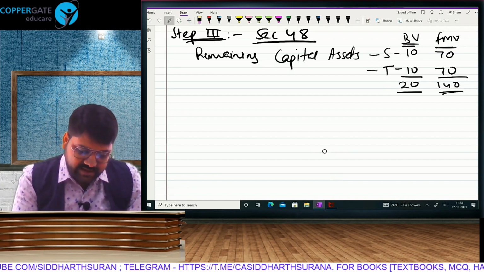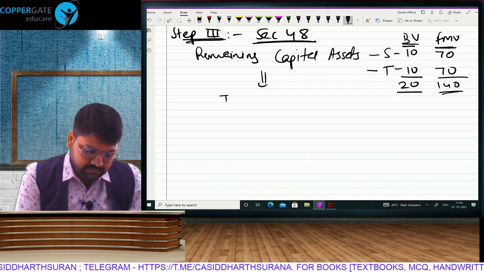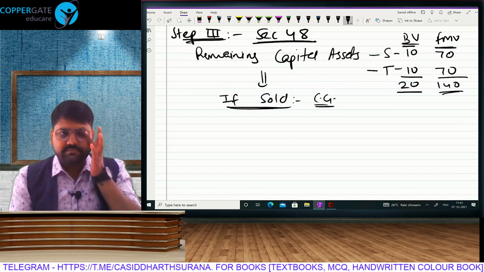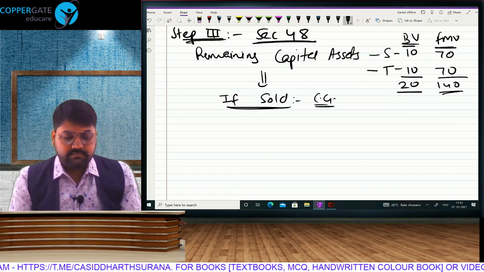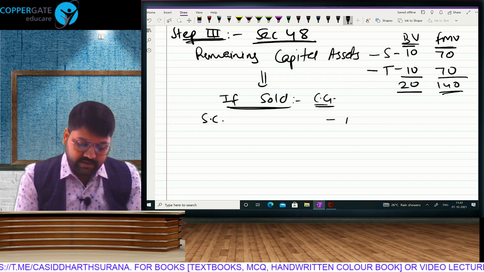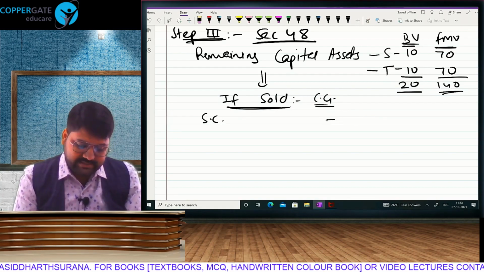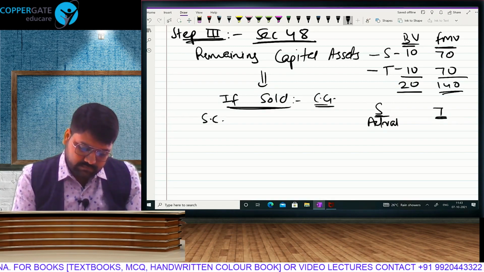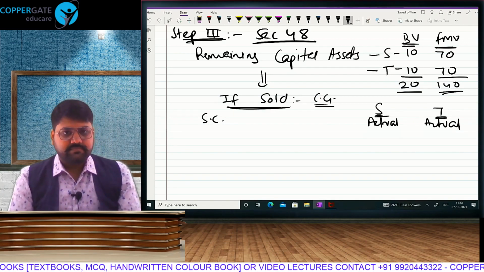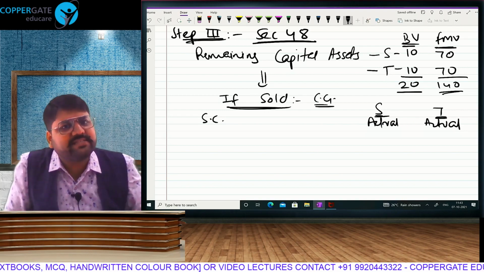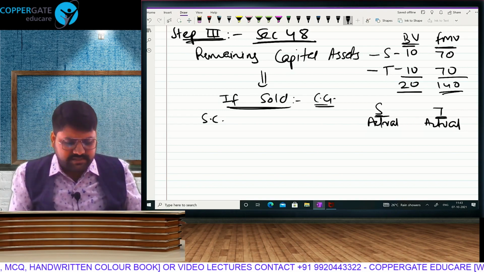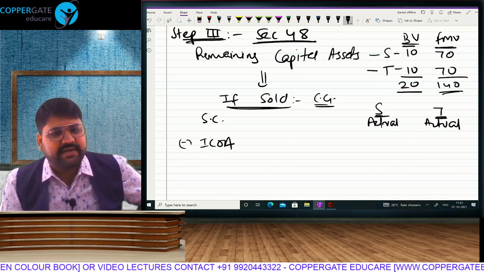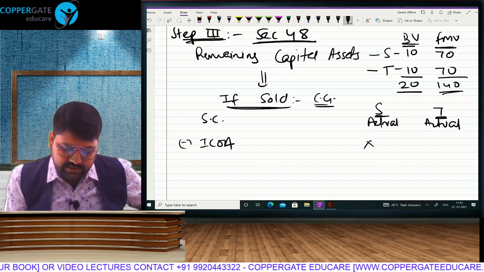Whenever these lands will get sold, there will be capital gains. Sale consideration will be the actual sale consideration if I take land S and land T both. Whenever you sell any asset for that matter, actual sale consideration. There will be some indexed cost of acquisition, which is mostly going to be 10 lakh, which was our original cost, indexed till that year of sale.